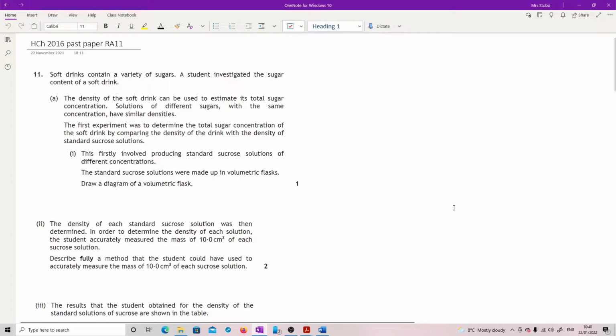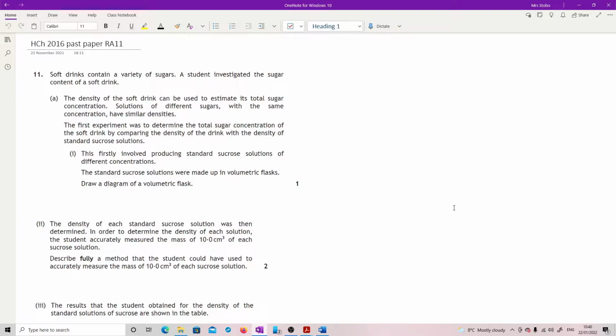Soft drinks contain a variety of sugars. A student investigated the sugar content of a soft drink. The density of the soft drink can be used to estimate its total sugar concentration. Solutions of different sugars with the same concentration have similar densities.